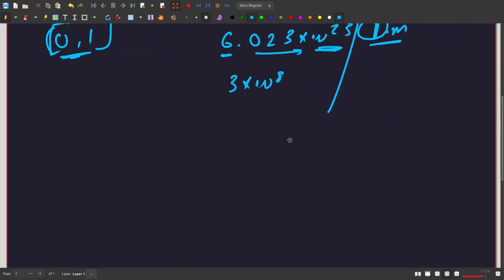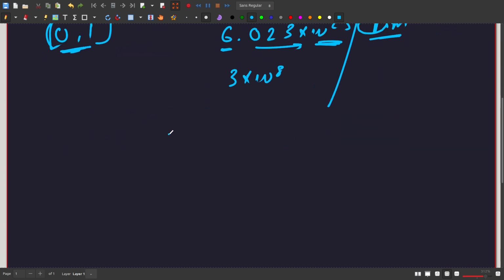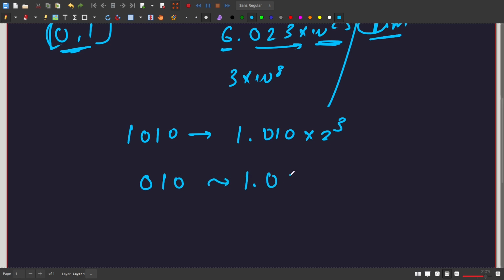Let me be clear about what I mean. For example, if a string is 1010, you can write it as 1.010 times 2 to the power 3. That makes sense, right? Now it could also be, let's say, 010, and in that case you would write it as 1.0 times 2 to the power 1. Clearly you would not just keep 0 there, 1 makes a lot more sense.